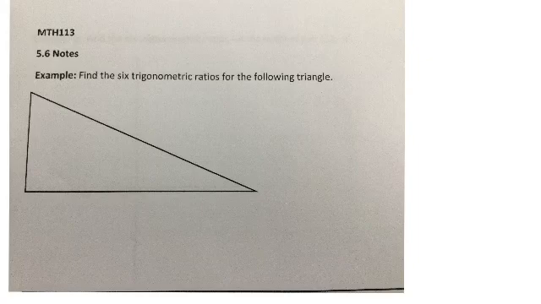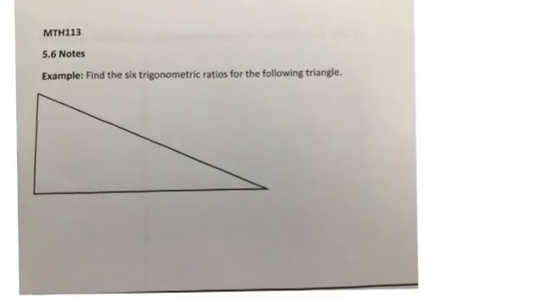Okay, so our first example here tells us to find the 6 trigonometric ratios for the following triangle. So we've been working with 2 trig ratios so far, which are sine and cosine. So let's go ahead and make sure we know what all 6 trig ratios are.